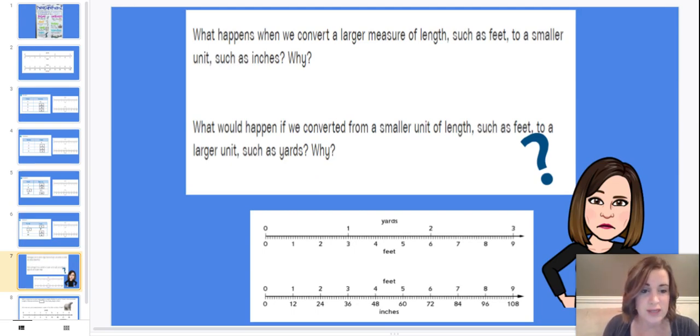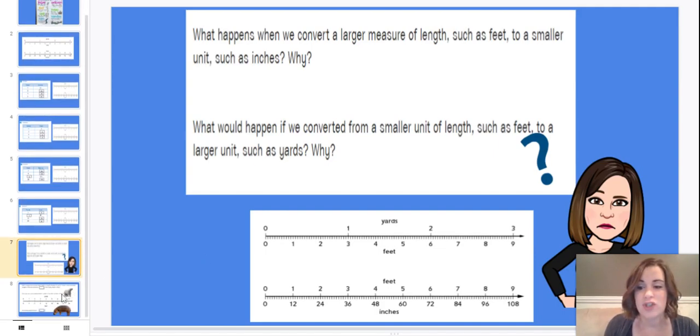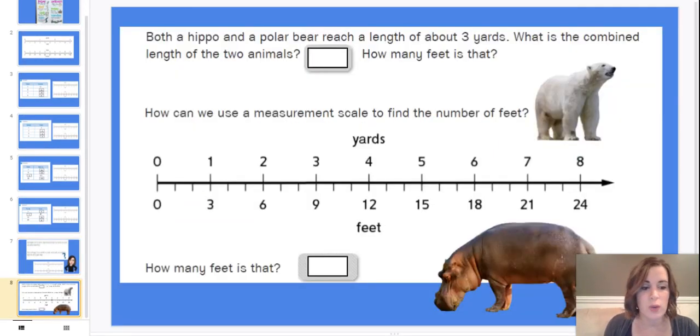The second question here says, what would happen if we converted from a smaller unit of length, such as feet, to a larger unit, such as yards? Again, like I said before, there are going to be fewer yards than feet because yards are larger. All right, let's do a story question before we wrap up.